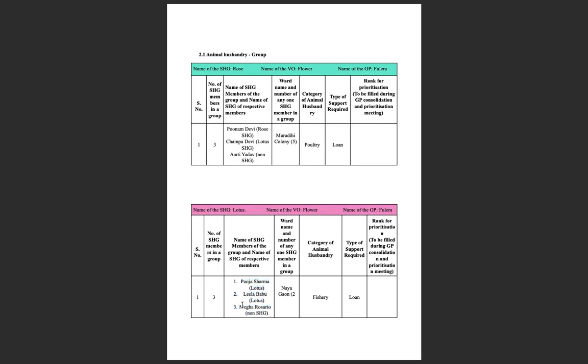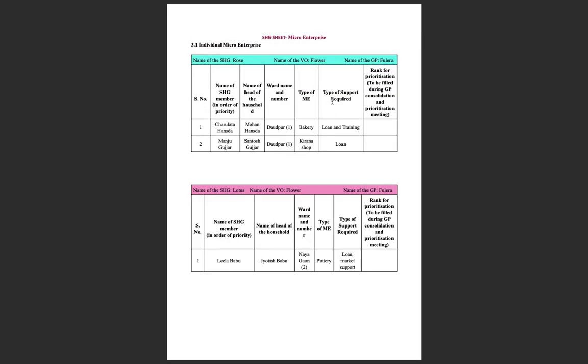Ward name and number of any one SHG member. So here what we have to keep in mind is that Megha Rosario, who is not an SHG member, her ward name and number cannot be written here. The ward name and number needs to be written either for Pooja Sharma, who is from Lotus SHG, or Leela Babu, who is from Lotus SHG. They want to take up fishery for which they require loan.